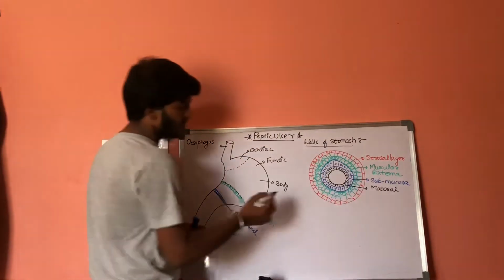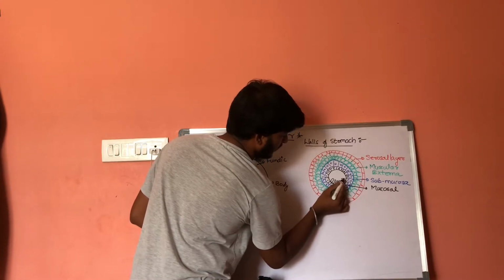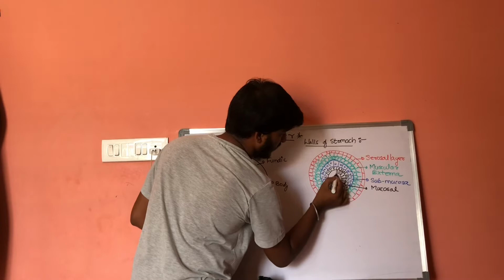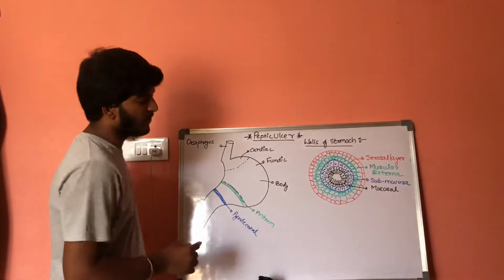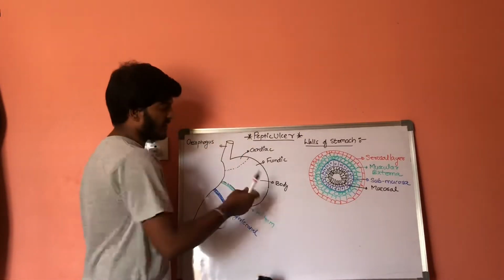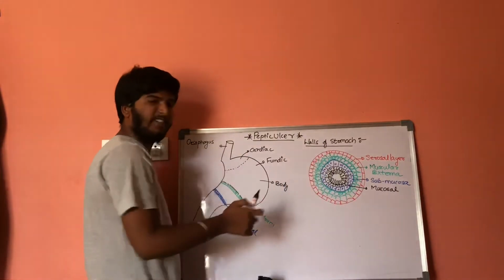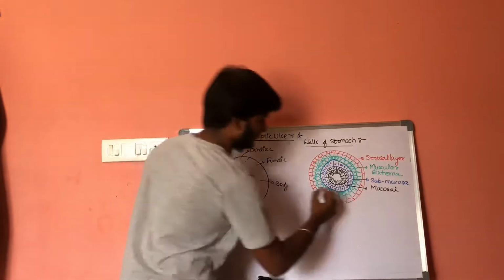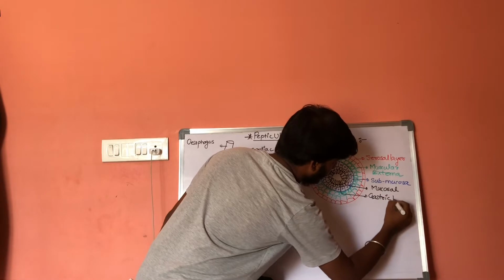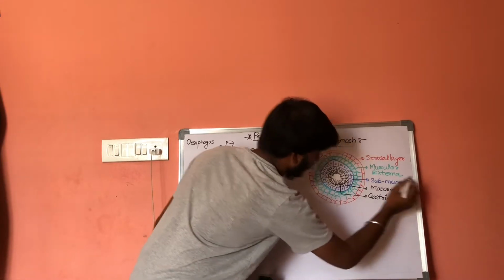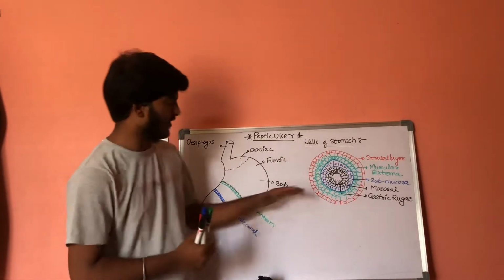Inside this mucosa, there are some elevations and depressions present, like this. The elevations and depressions present inside the mucosal layer towards the lumen are called gastric rugae. So this is about gastric rugae.